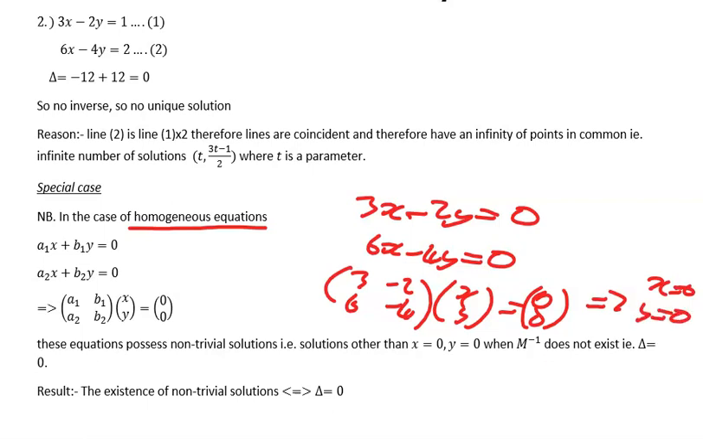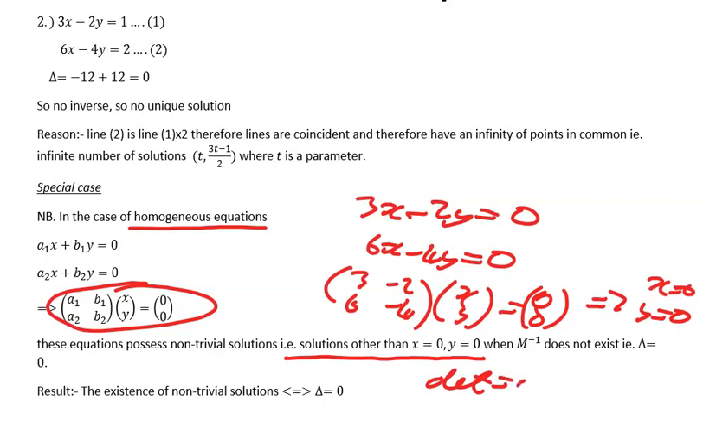The only way for this matrix equation to possess non-trivial solutions, i.e. solutions other than x equals 0, y equals 0, is if your determinant equals 0. So the existence of non-trivial solutions implies that the determinant is equal to 0, or in this case, the determinant equal to 0 implies the existence of non-trivial solutions. That does not mean there will be a unique solution. There will never be a unique solution if the determinant is equal to 0, but there could be an infinite number of solutions.